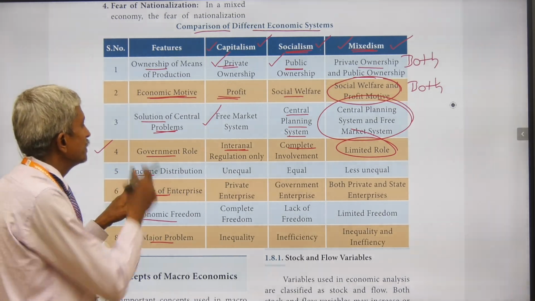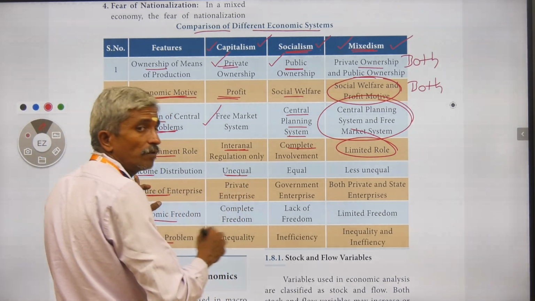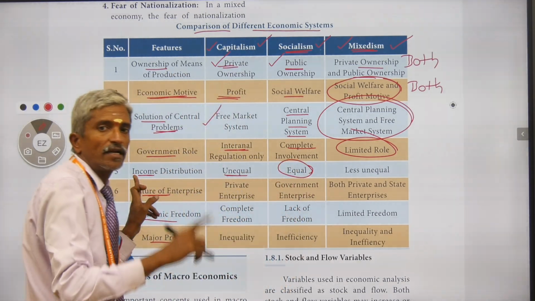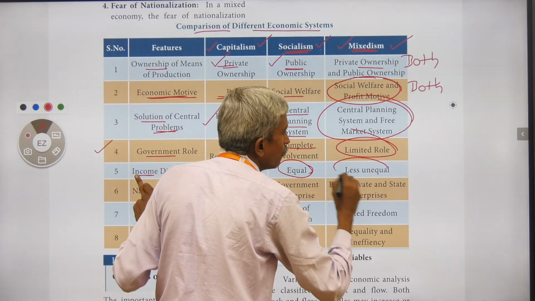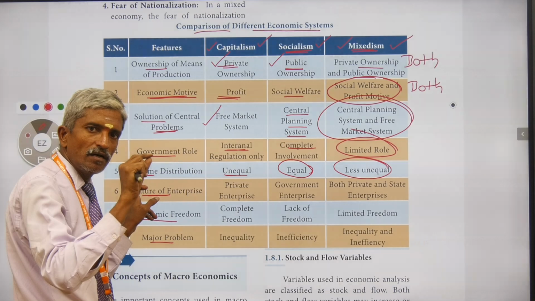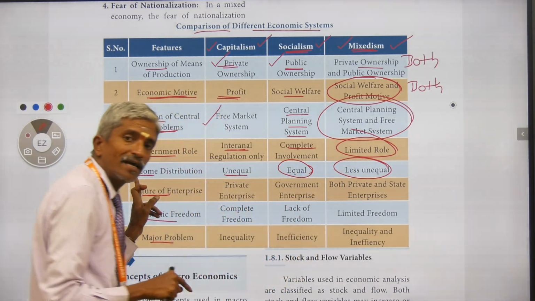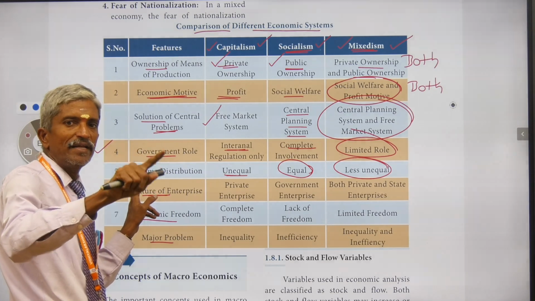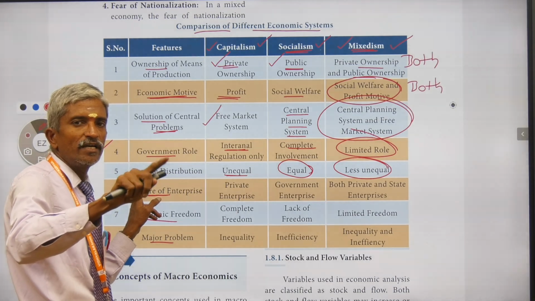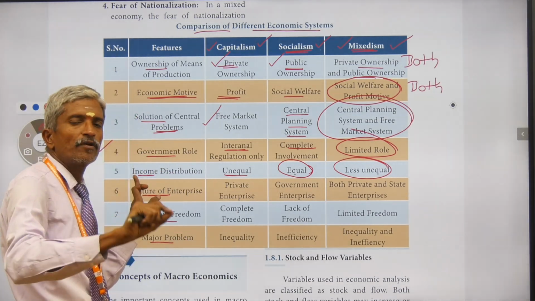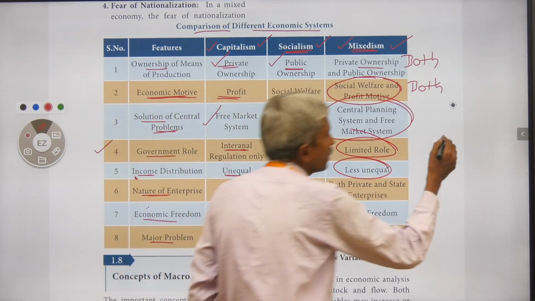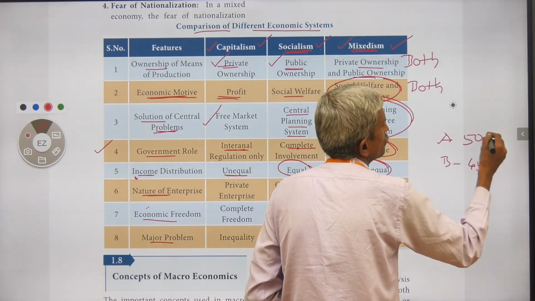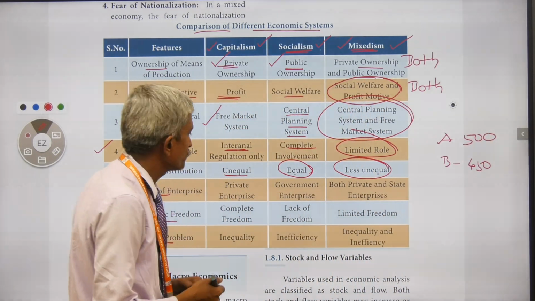Under income distribution, the income is unequally distributed under capitalism, but it is equally distributed under socialism. Here both. There will be some little changes between unequal and equal. Here less unequal. One company gives 500, and another company in India, with the same work, the same production, the same terms as in industry A, is getting only 450. So here it is less unequal, clear?